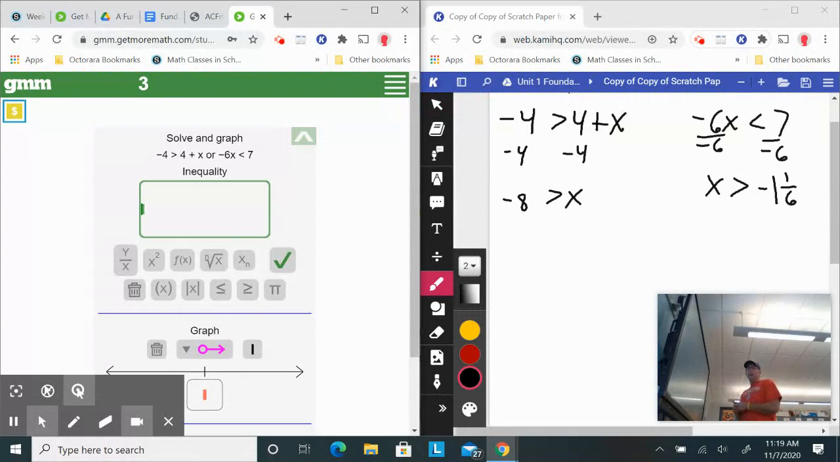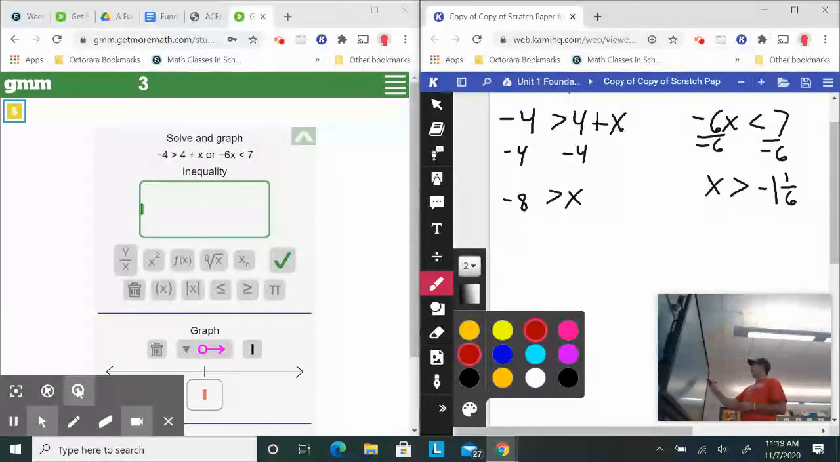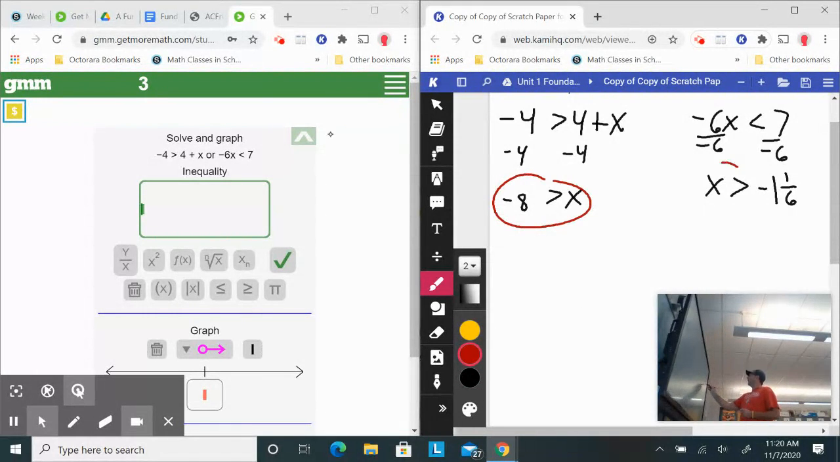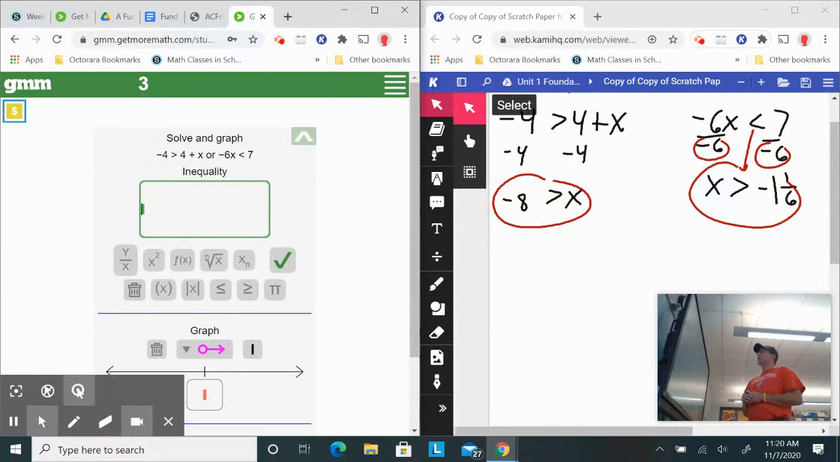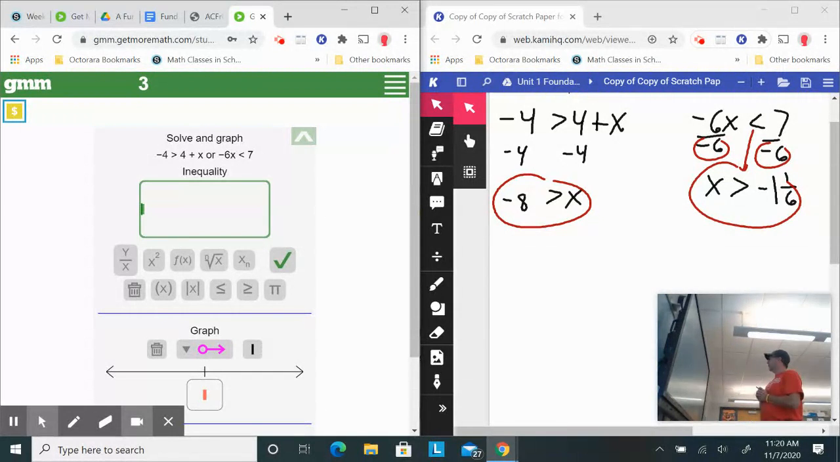Okay, so on the right side, I already rewrote the two different parts of the inequality. I solved each of these for x. And notice the one on the right, I had to reverse the sign because I divided by a negative on both sides. Now, when I go to write this and tap this into my GMM, I'm going to start with the lesser of those two. So I have -8 and I have x. So since it's an or statement, I've got to put an or in between. I can't combine them like we did with the and, because and means they both have to work at the same time. Here we don't.